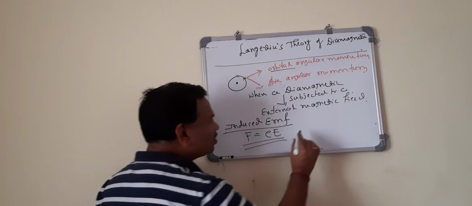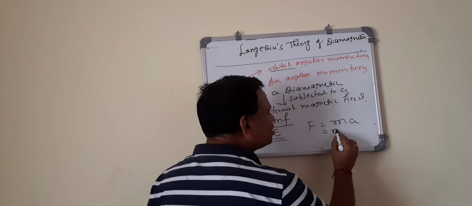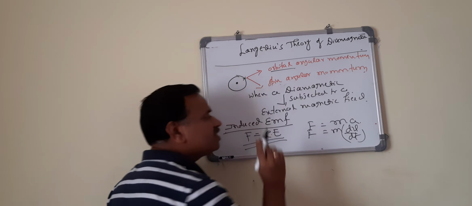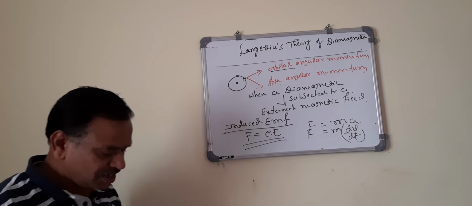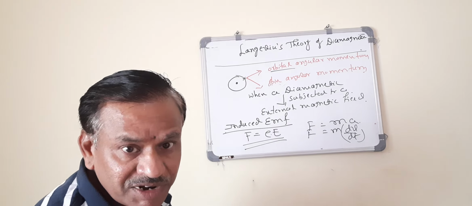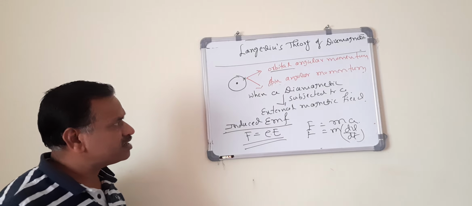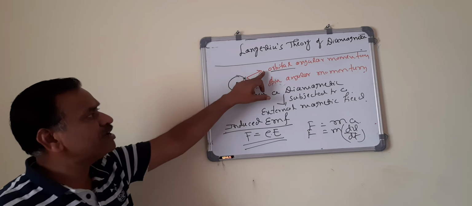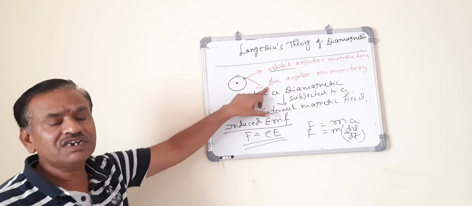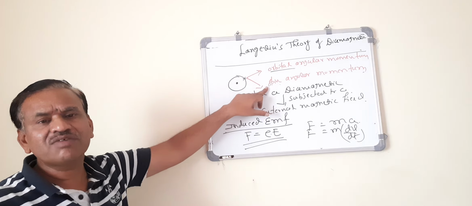The force equals mass times acceleration, and acceleration equals dV divided by dt. That means when there is a dV, the velocity changes. What is the conclusion in the case of diamagnetic material? In the absence of an external magnetic field, the contribution made by the orbital angular momentum and spin angular momentum is 0, so all diamagnetic materials exhibit no magnetic dipole moment.